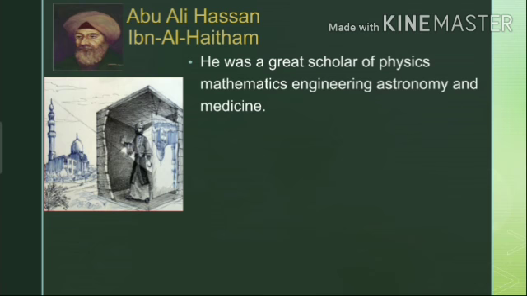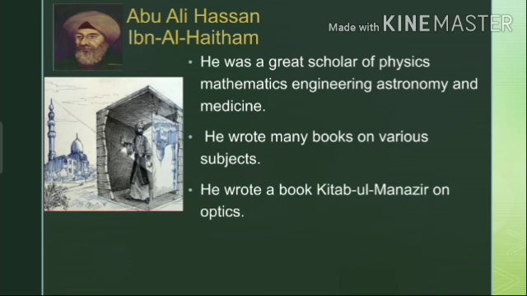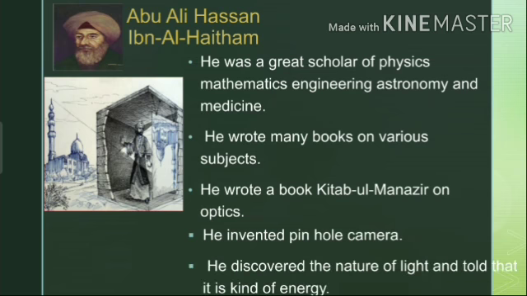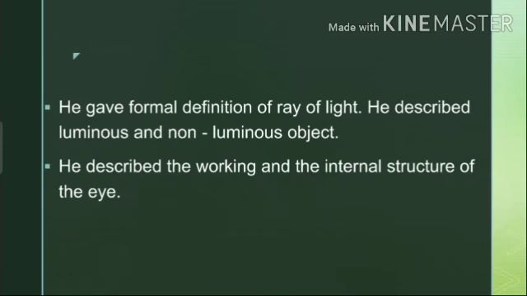Number 1, Ibn al-Haytham was a great scholar of physics, mathematics, engineering, astronomy and medicine. He wrote many books on the various subjects mentioned above. He wrote a book, Kitab al-Manazir, on optics. He invented the pinhole camera. He discovered the nature of light and told that it is a kind of energy. These are some important points. Number 6, he gave a formal definition of the ray of light. He described luminous and non-luminous objects. He described the working and internal structure of the eye.